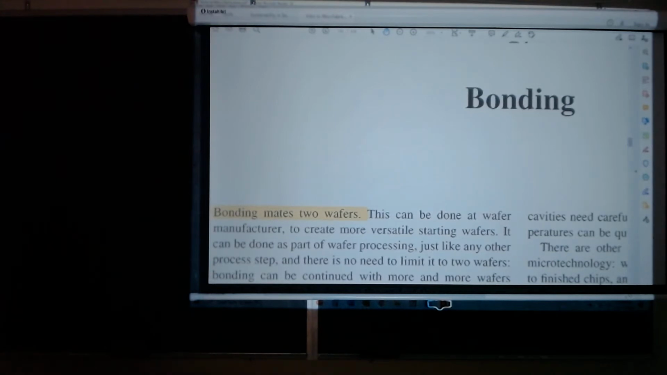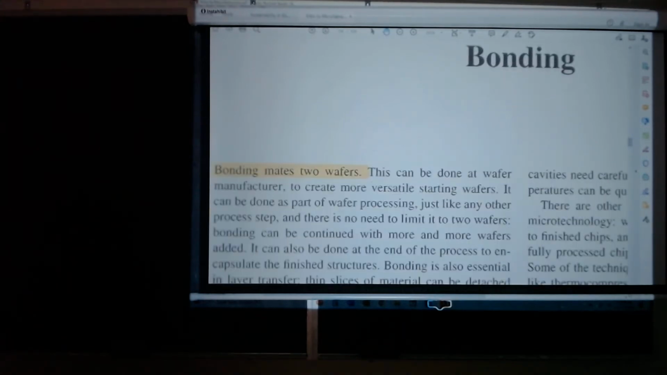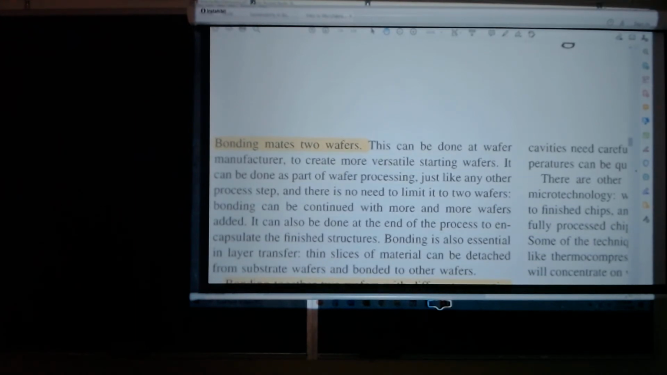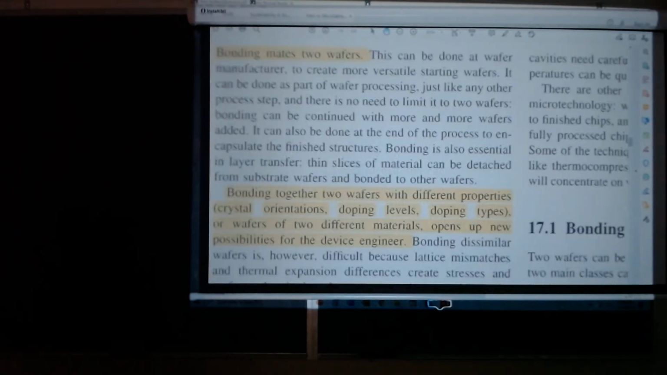There are other reasons that are touched upon here. Here I mainly want to convey to you the basic process of bonding. And this won't take long. But I'm just going to highlight a few things here.